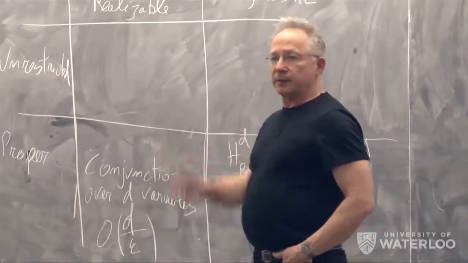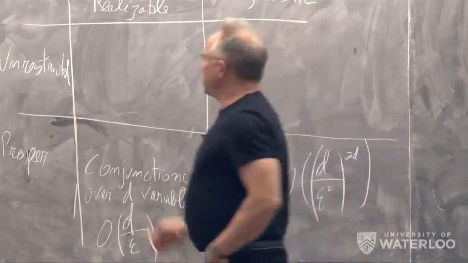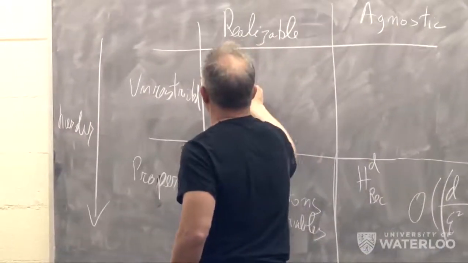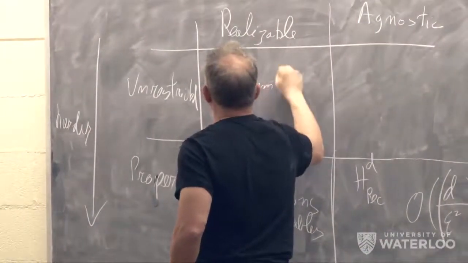Now, in the unrestricted case, still proper, we looked at the case of the 3-term DNF.